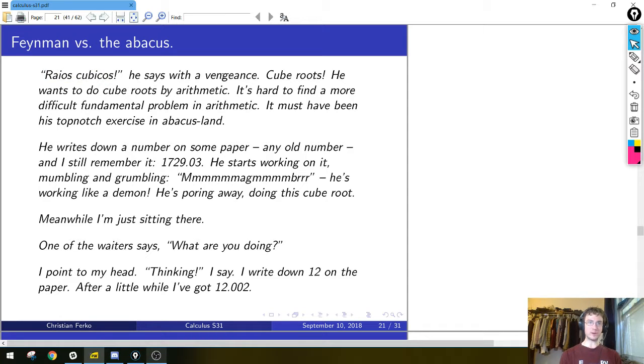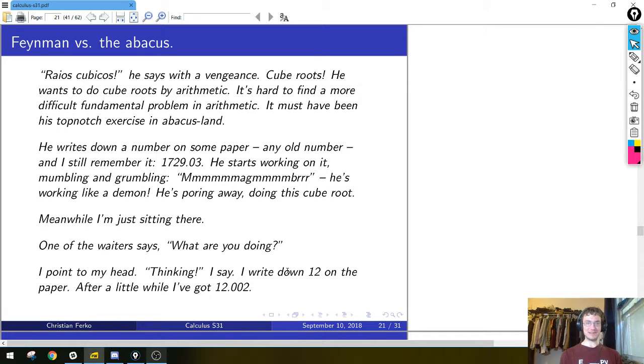says "raios cúbicos." He says with a vengeance. "Cube roots. He wants to do cube roots by arithmetic. It's hard to find a more difficult fundamental problem in arithmetic. It must have been his top-notch exercise in abacus land. So he writes down a number on some paper, any old number, and I still remember it, 1729.03. He starts working on it, mumbling and grumbling. He's working like a demon. He's pouring away, doing this cube root.